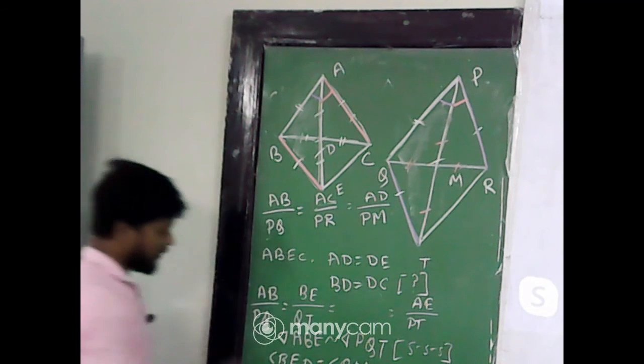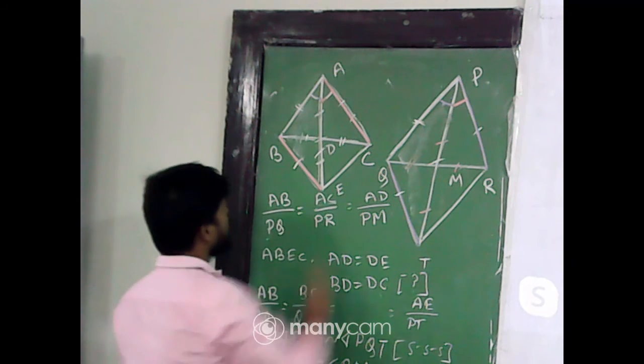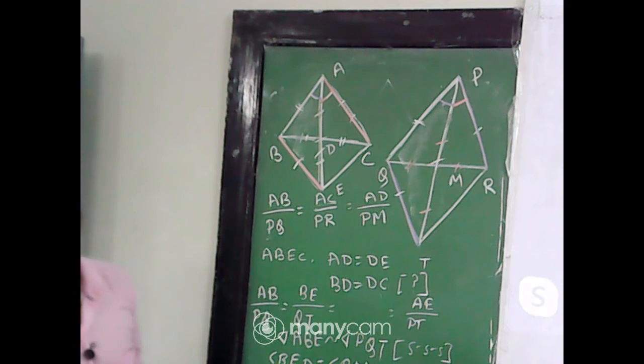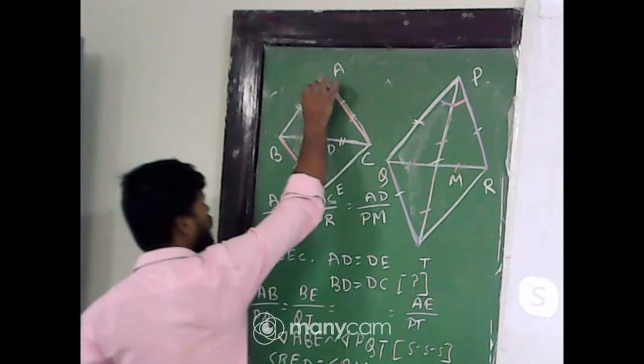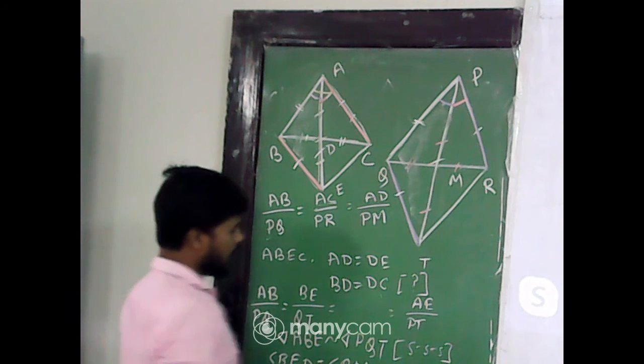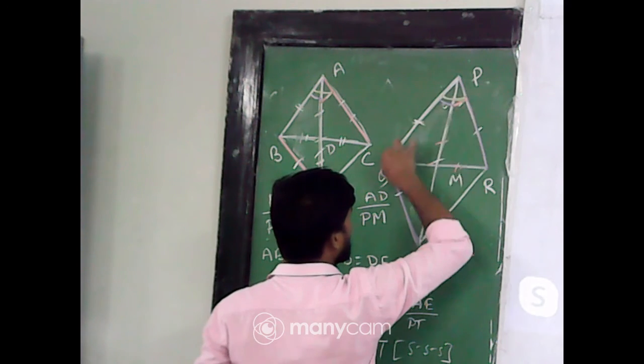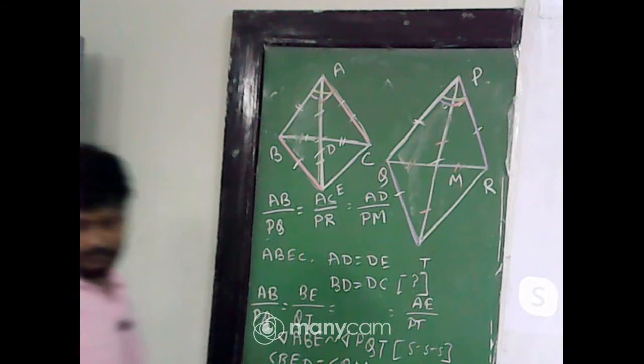Now if I add them, this angle plus this angle will give you this total angle, angle BAC, and on the right hand side this angle plus this angle will give you this total angle QPR.